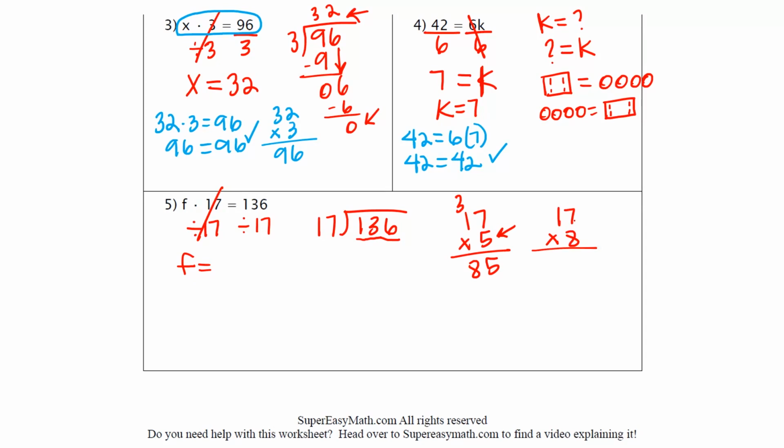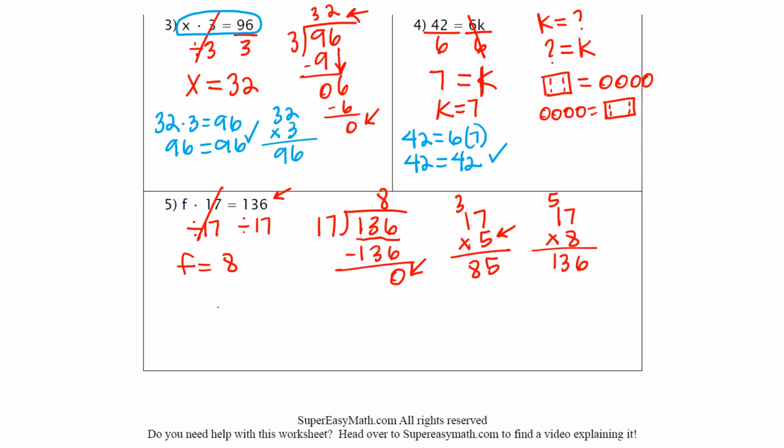Okay. 7 times 8 is 56. 8 times 1 is 8. Plus the extra 5 is 13. Oh, how about that? It's exactly 136. So the answer is 8. And so that means I'm going to subtract 136. I get a 0. And that tells me it's time to stop dividing because I got a nice 0 and there's nothing left to break down. So what this means is 136 divided by 17 is 8.